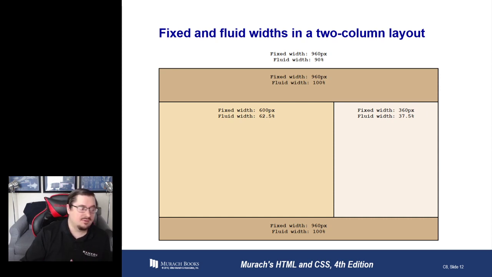So if we look at that, roughly 2/3 of this width is going to go to our main area, and 1/3 of that width is going to go to the aside. That is how that kind of falls out.